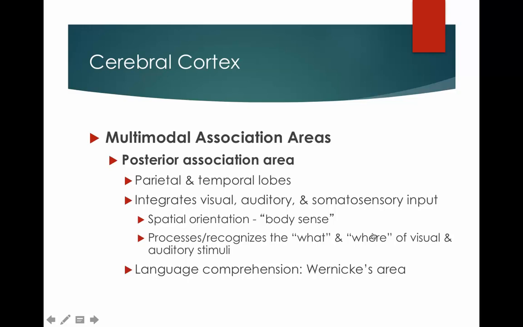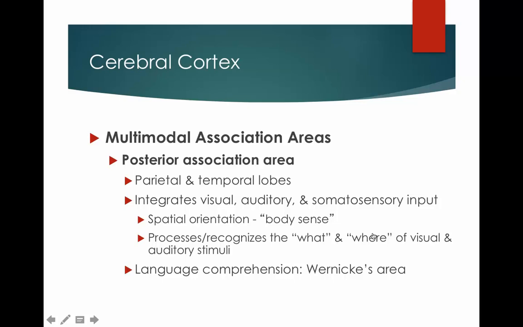Okay, so if we understand our sensory areas, we can then transition into our multimodal association areas. We have three multimodal association areas: the posterior association area, the anterior association area, which is also referred to as the prefrontal cortex, and then the limbic association area. Your posterior association area is located in the parietal and temporal lobes, and this makes sense if you think about what it's receiving: information from the visual, the auditory, and the somatosensory association areas.